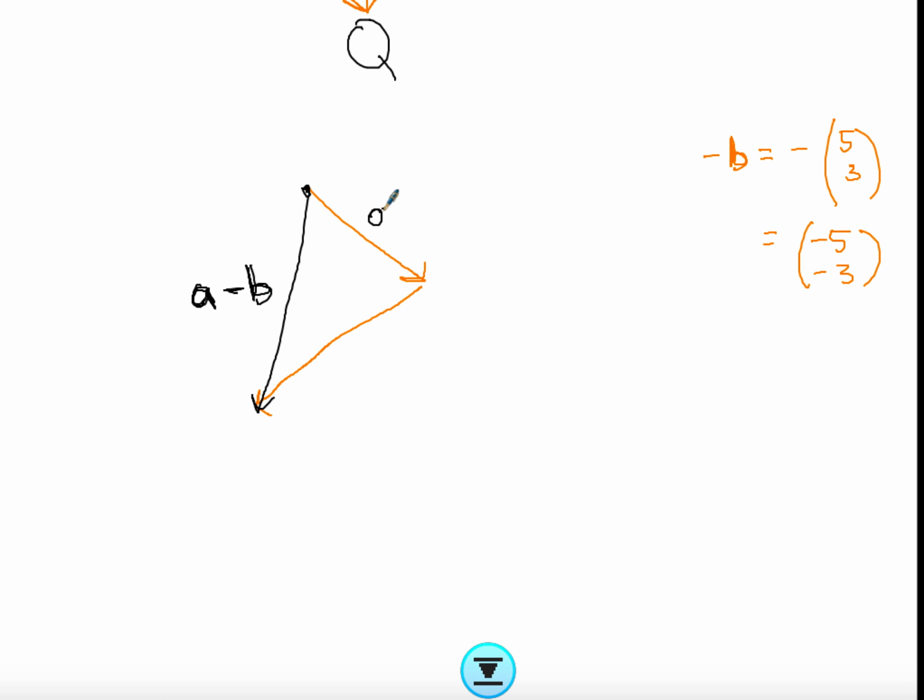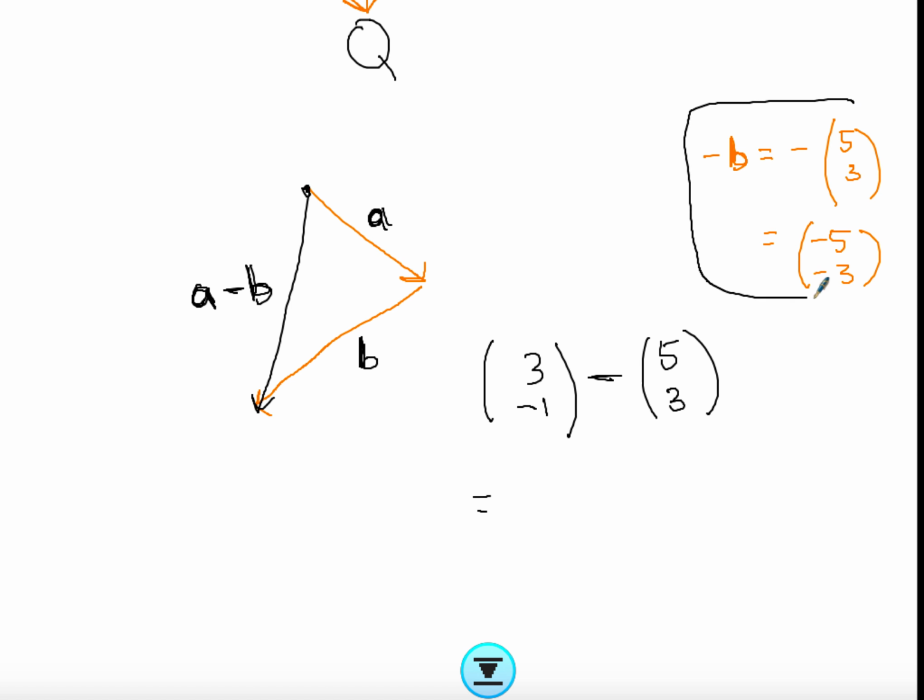And again, the way to do it is straightforward, just component-wise. So I have 3, negative 1. But this time what we did, we took the negative of B. Or we can add this instead, which would be the same thing. So negative 5, 3, not using this. The reason I did this on the side is just to show you what happens. We're moving 5 backwards and 3 downwards.